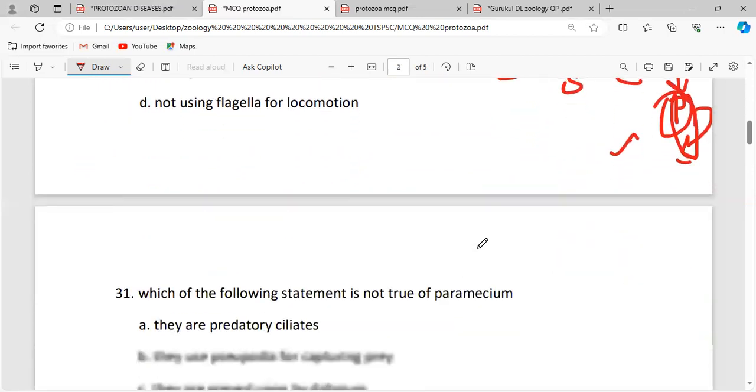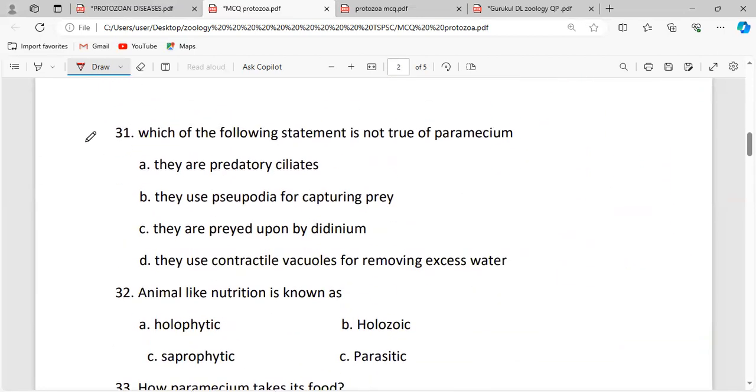Clear? Fine. Which of the following statements is not true of the paramecium?